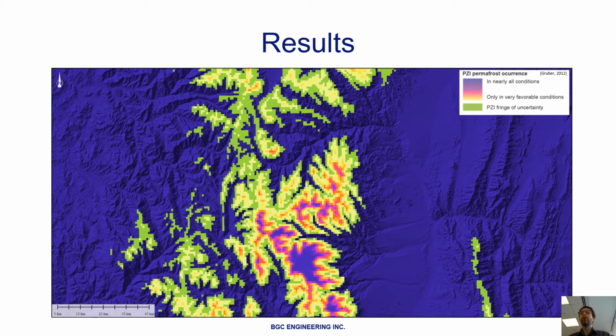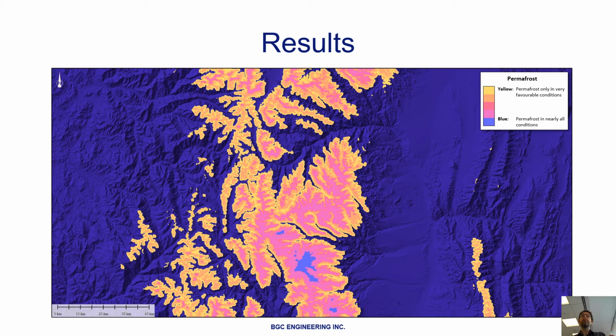Just to give you briefly an overview of how the results look, here is the model that had been introduced by Stefan Gruber back in 2012, which shows a permafrost zonation index, with green being the fringe of uncertainty. And then we go from yellow to purple, dark blue, where we have higher probabilities. Now, this model is based on 1 kilometer grid, whereas our model, as you can see now, is based on 150 meter grids. So what we've done is, based on the SRTM, which is about a 30 meter grid, we then upscaled it and applied some additional filters to clean some of the outliers, and that's how we ended up with approximately 150 meter raster resolution.